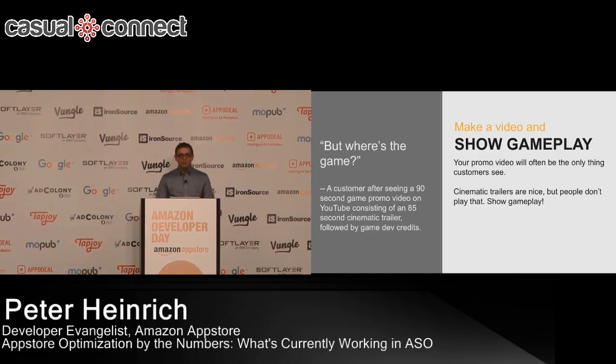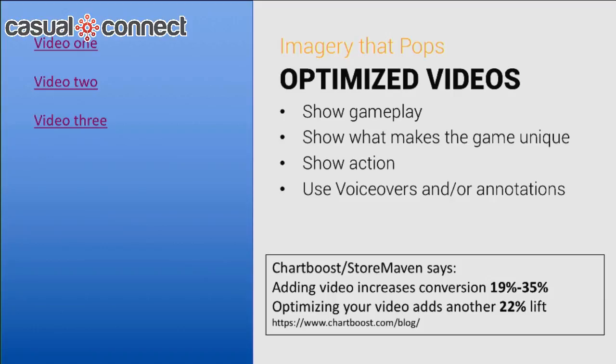Don't just play through the very beginning. Show the highlights that people should be expecting throughout the game. Show them the beginner levels, maybe, and then some higher levels as well. Show them with the power-ups and the blasts and all the cool stuff that makes your game really stand out. Chartboost has some stats about how just adding a single video to your App Store listing can increase your conversion by between 19 and 35%.